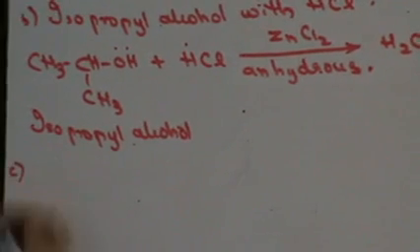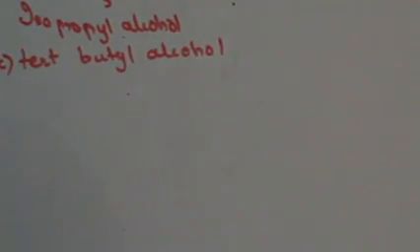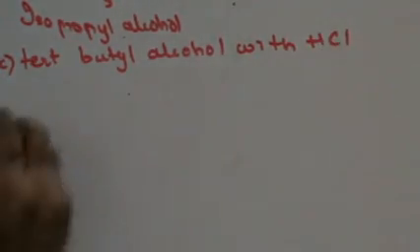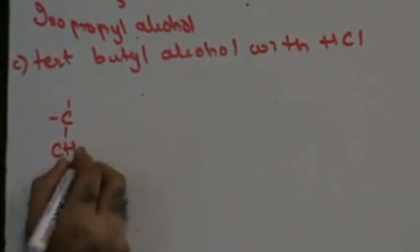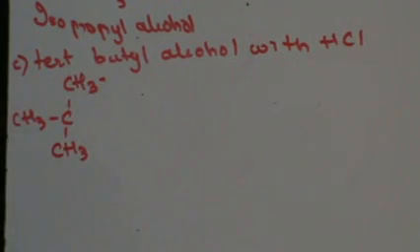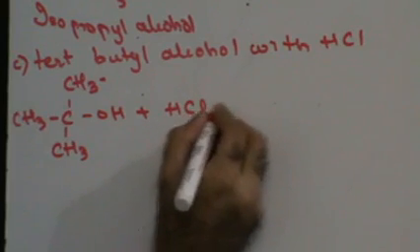Next, let's see another reaction of this kind. What happens when tertiary butyl alcohol reacts with hydrochloric acid? Tertiary. This is going to be my tertiary carbon atom which has 3 butyl, so it will have 3 methyl groups attached to it. So this is your tertiary butyl alcohol reacts with hydrochloric acid.